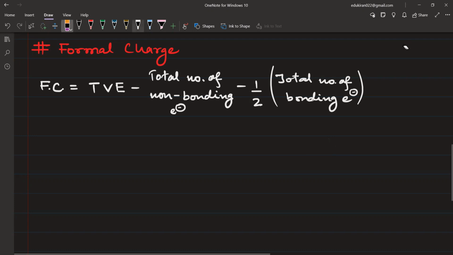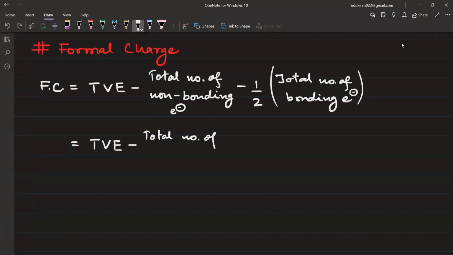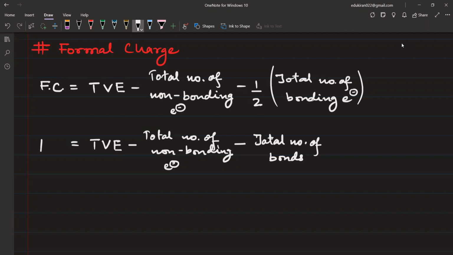So we can further write this as total valence electron minus the total number of non-bonding electrons minus the total number of bonds. That is your formal charge.